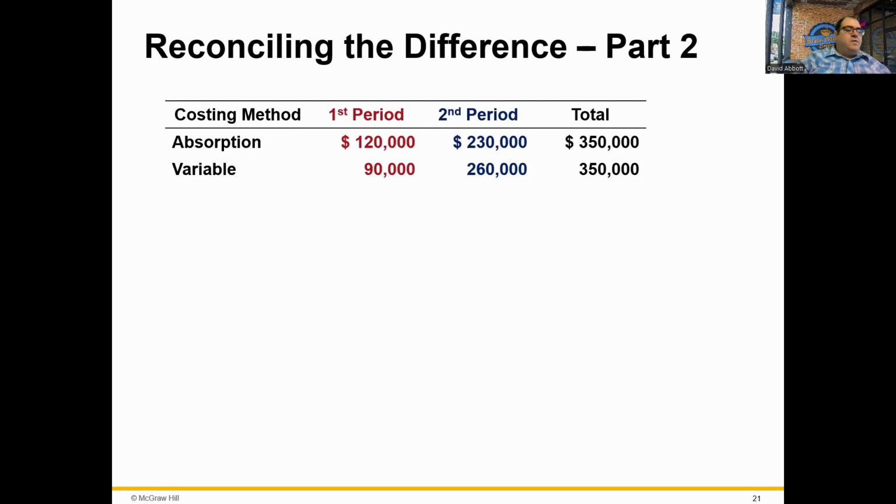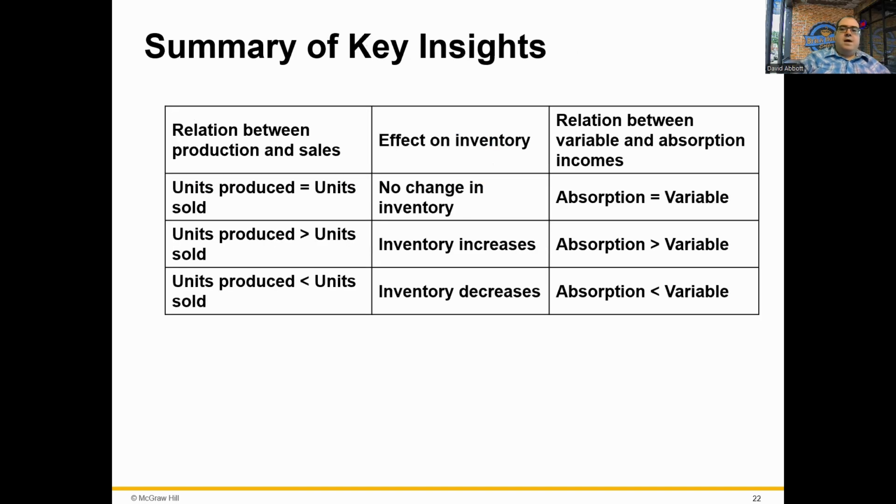And then across the 2-year time frame, both methods will have reported the same total net operating income of $350,000. This is because over an extended period of time, sales cannot exceed production, nor can production much exceed sales. The shorter the time period, the more the net operating income figures will tend to differ. Okay, so summary of some key insights.